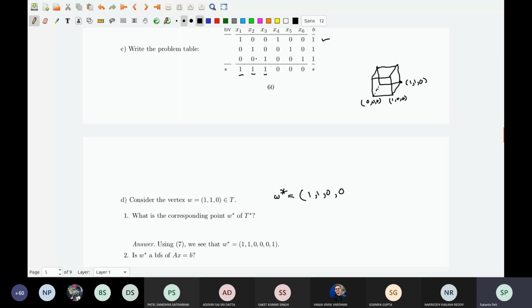And then the second one, x2 plus x5 has to be 1. So x5 will be 0. And the third one is x3 plus x6, but x3 is equal to 0. x3 plus x6 equal to 1. So x6 will be 1. This will be W star. You can see that this is a BFS.